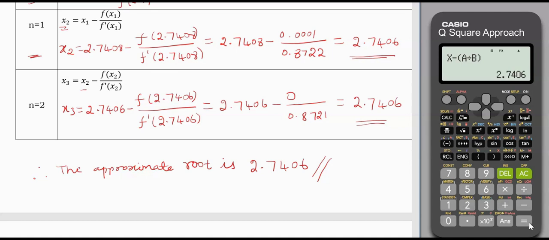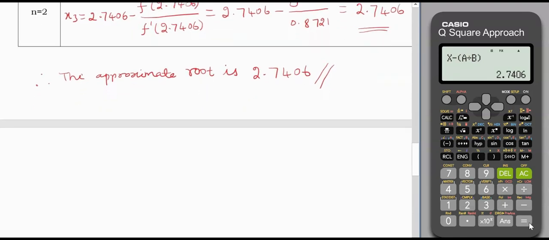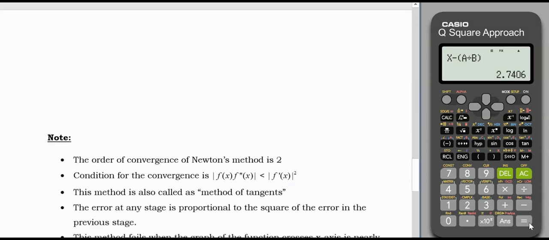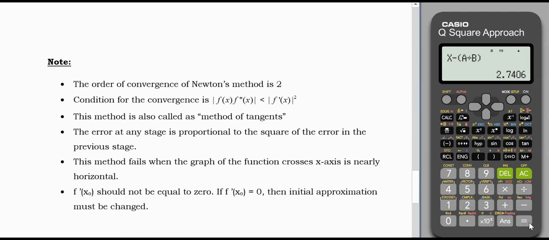Now we'll see some important points of this method, that is, the order of convergence of this method is 2, and the condition for the convergence of this method is modulus of f of x into f double dash of x is less than modulus of f dash of x whole square. And this method is also called as method of tangents. And next point is the error at any stage which is proportional to the square of the error in the previous stage.